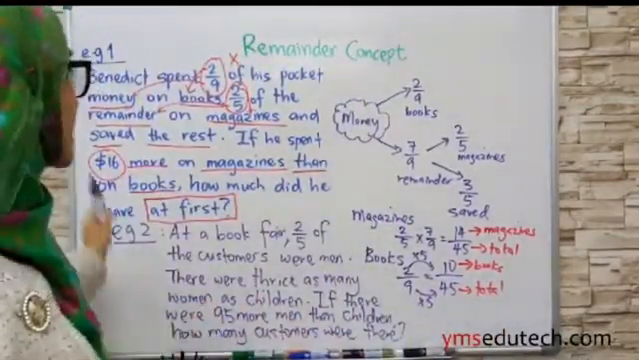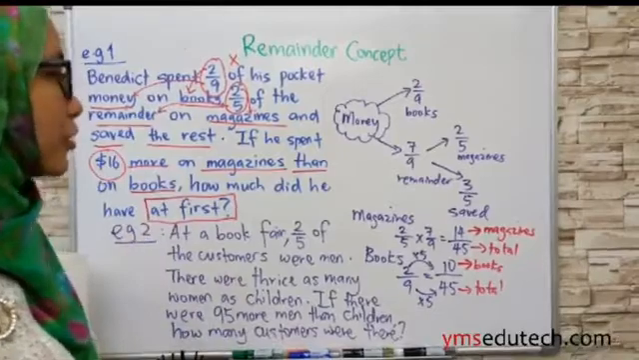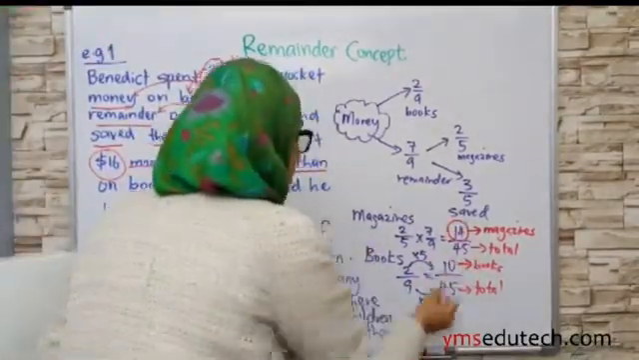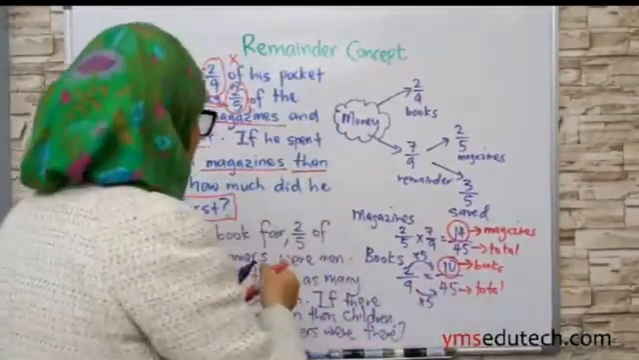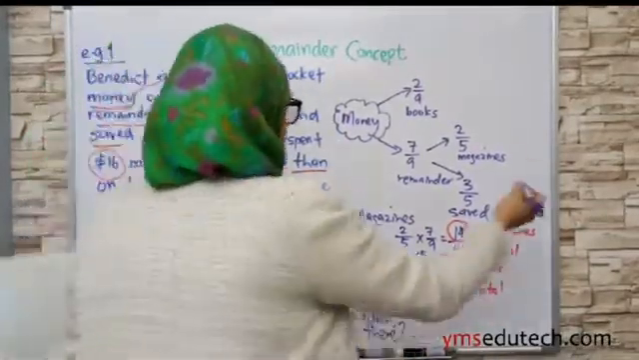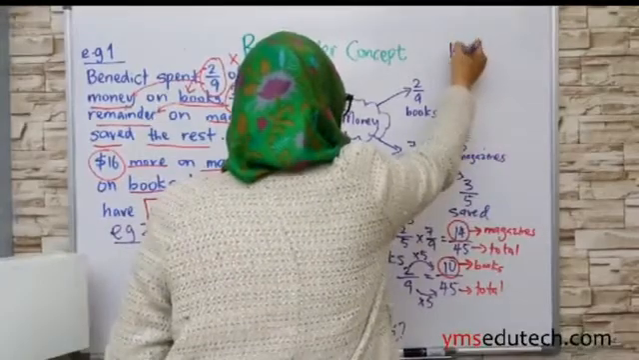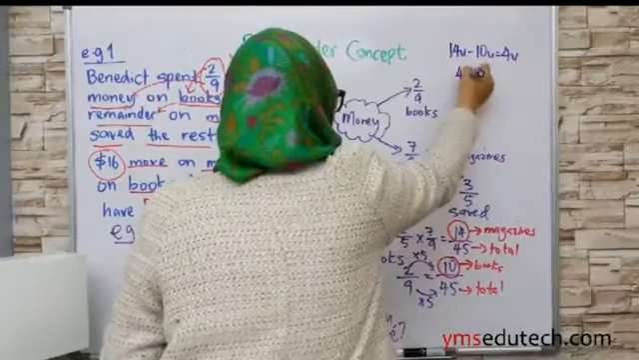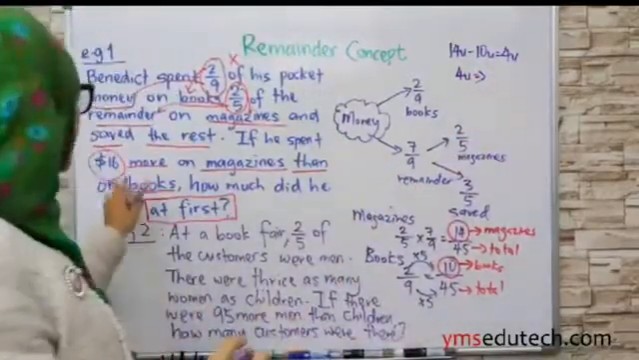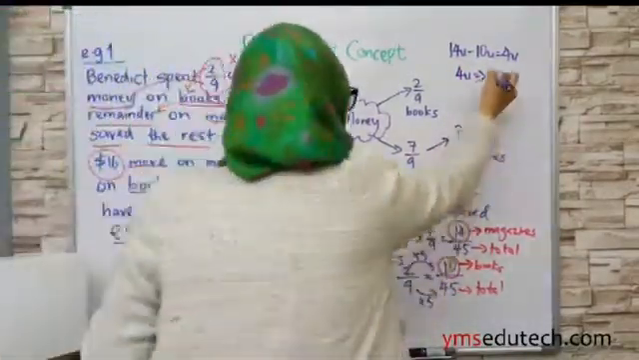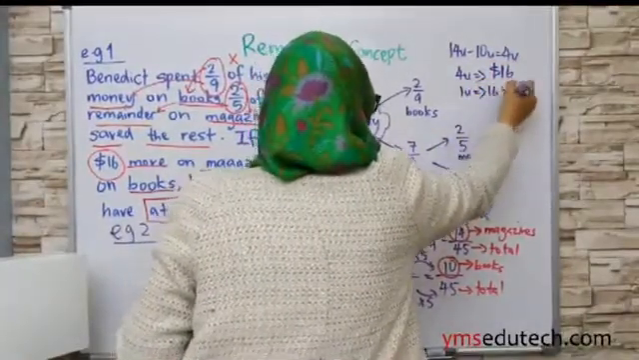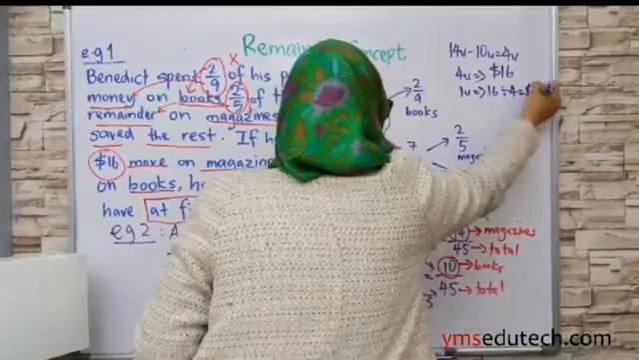So he spent $16 more on magazines than on books. Okay, so looking at this, 14 units were spent on magazine, 10 units were spent on books. I'm just going to write above here because I don't have space. 14 units minus 10 units is 4 units. So this 4 units is referring to $16. Always find 1 unit. 16 divided by 4, $4.